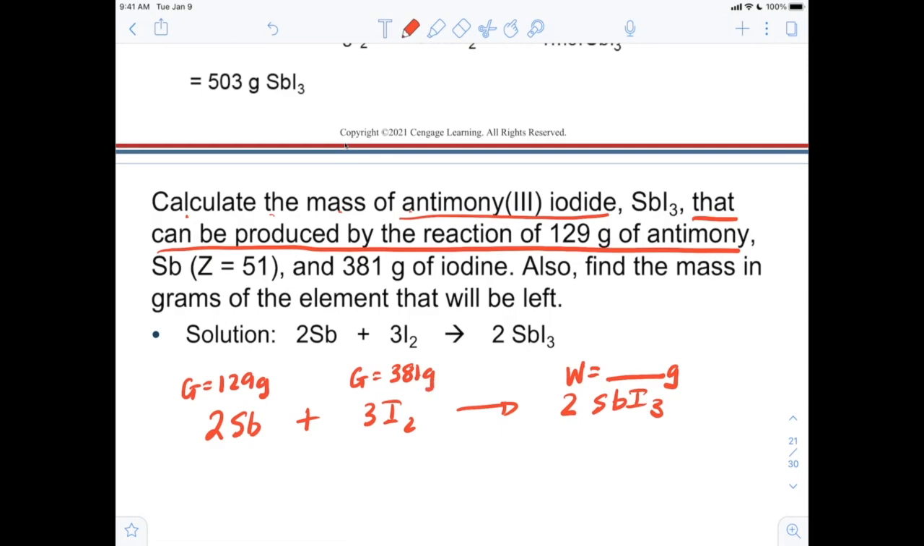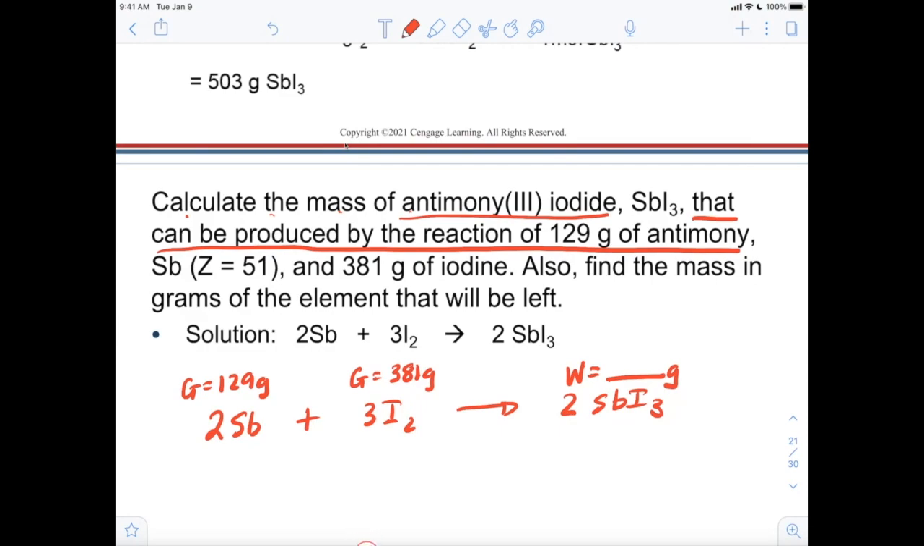Okay, so let me tell y'all what not to do. Don't look at these two masses and say, well, we only have 129 grams of antimony and 381 grams of iodine. We obviously have less mass of antimony, so antimony has to be the limiting reagent. It doesn't work like that, y'all. I mean, I tried, okay? I was that student. As soon as I saw something, I'm like, let me try to get around this. Yeah, it doesn't work.